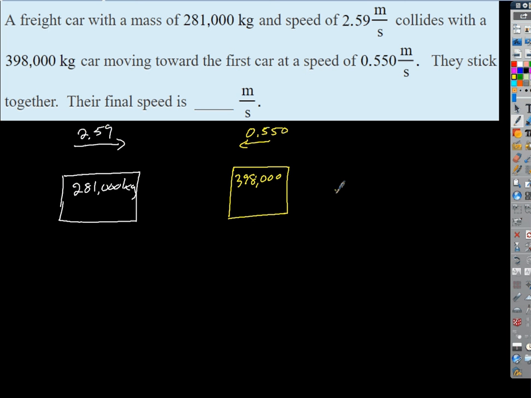Find the momentum of each individual. Okay, so somebody with a calculator, tell me what P1 is going to be? 2.59 times 281,000. So it's just mass times velocity. Mass times velocity is momentum. What is it? 727,790. That sounds about right. And that would be standard units, kilogram meters per second, right? It's positive. What about this one?